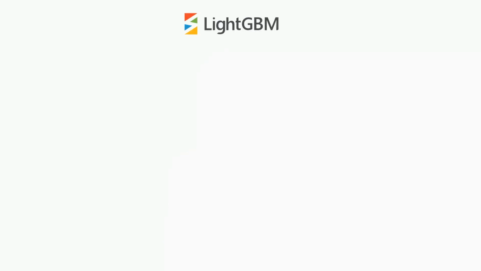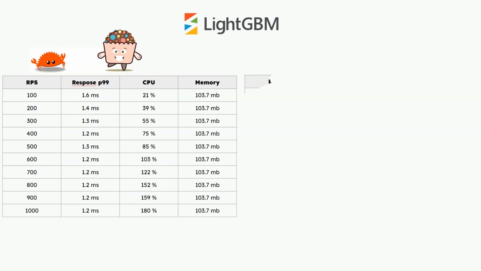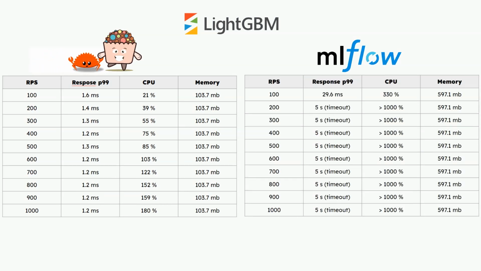The performance tests show that the Rust implementation is very promising. For all models, even for 1000 requests per second, the response time is low. CPU usage increases linearly as the traffic increases, and memory usage is constant.